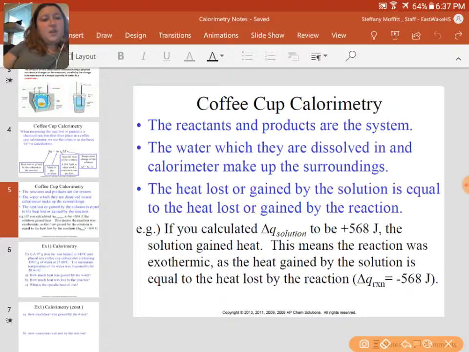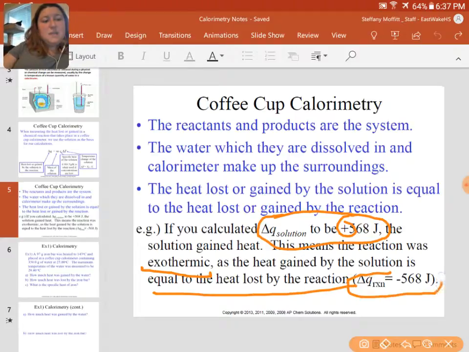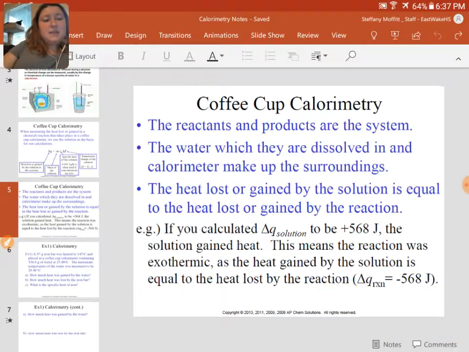So if you calculated delta Q of the solution to be 568 joules, the solution gained heat because it's positive. This means that the reaction was exothermic. The heat gained by the solution is equal to the heat lost by the reaction, which would be the same number except negative. And that's going to be your reactants and products. Those are the system. That is the reaction.